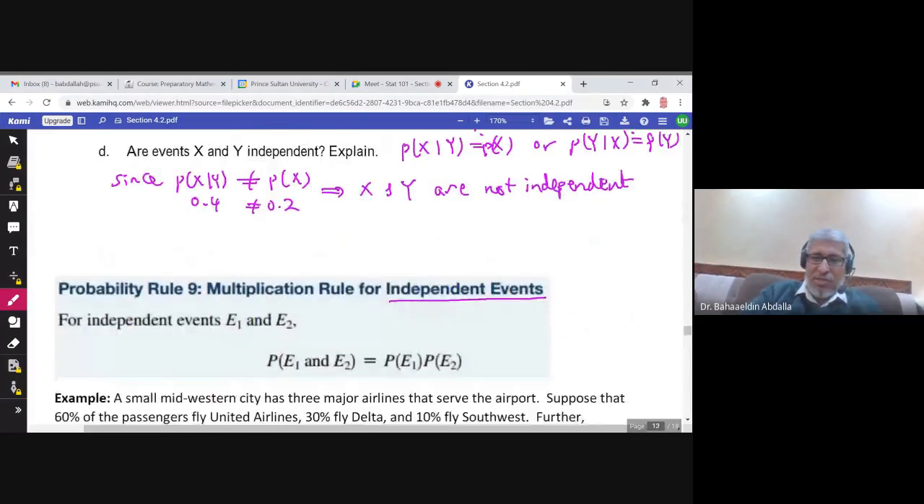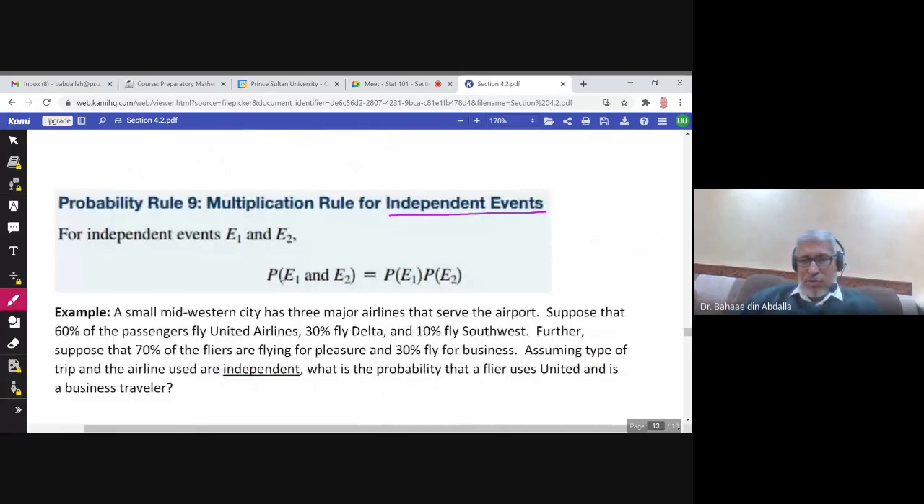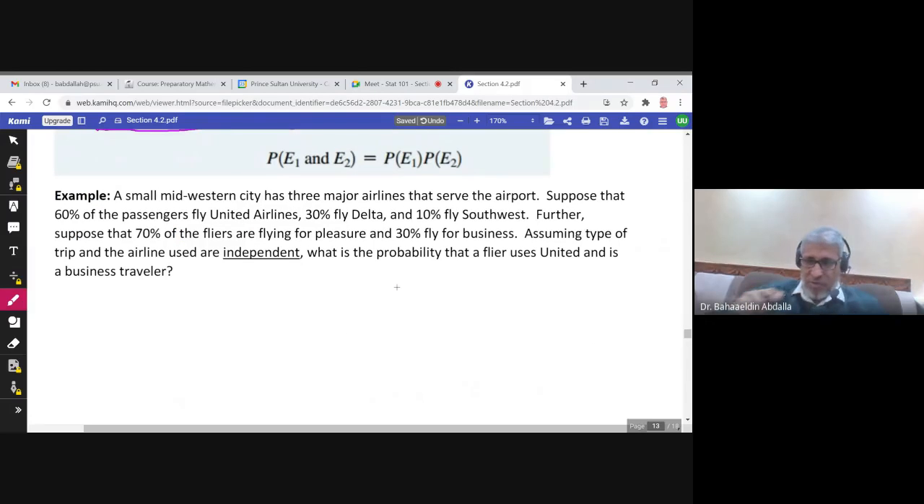So this is the rule. This is only true if E1 and E2 are independent. And you can say also, if this is correct, then the two events are independent. So to prove independence, now you have another way to prove independence. Prove that probability of the intersection is probability of E1 times probability of E2. Let us take this example.